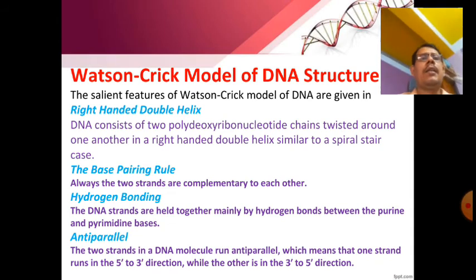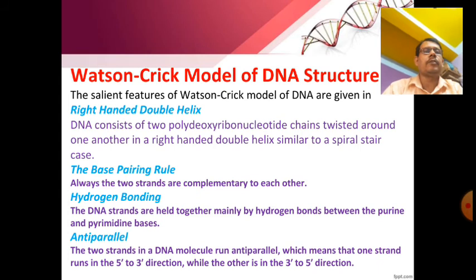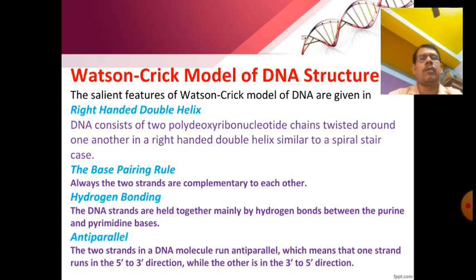In the case of the Watson-Crick model and DNA structure, Watson and Crick elucidated the actual structure of the DNA. The salient features of the Watson-Crick model of the DNA are given. First is the right-handed double helix. DNA consists of two polydeoxyribonucleotide chains that twist around one another in a right-handed double helix, similar to a spiral staircase.